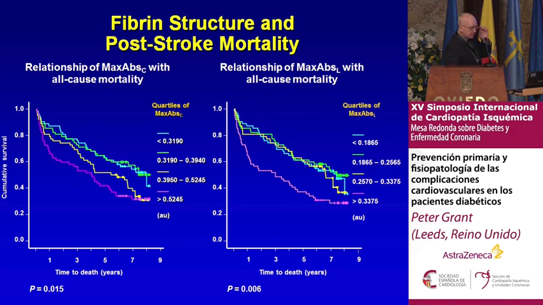And the final thing that makes it analogous to the platelet is that when you look at all-cause mortality according to quartiles of measures of fibrin clot, you see that the highest, most densely packed fibrin structure is associated with the worst outcome in individuals who've had stroke. So fibrin, like platelet, seems to predict cardiovascular outcomes and is affected very much by the diabetes milieu.